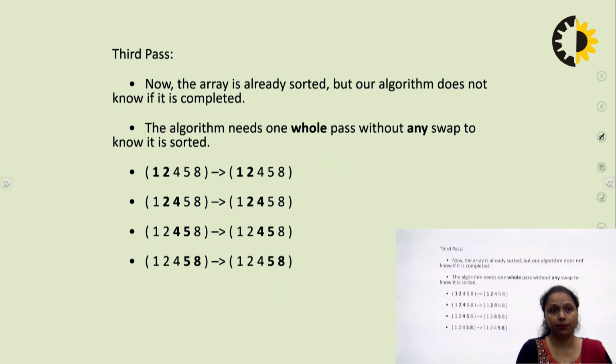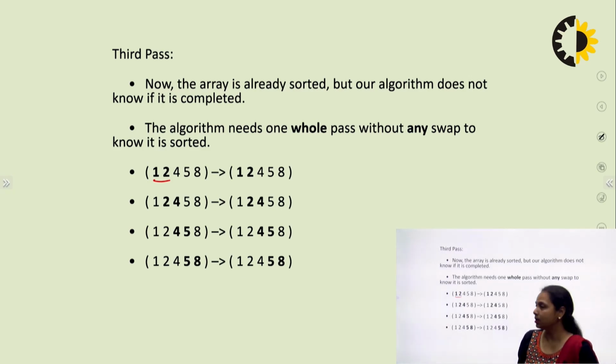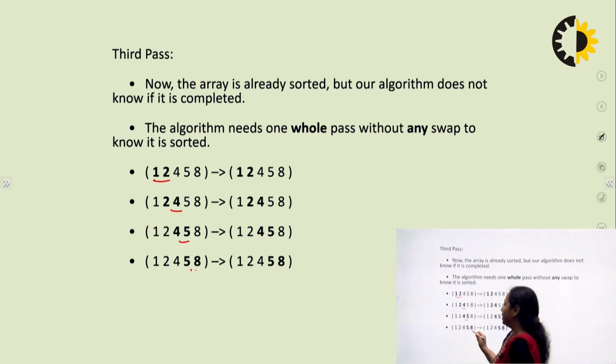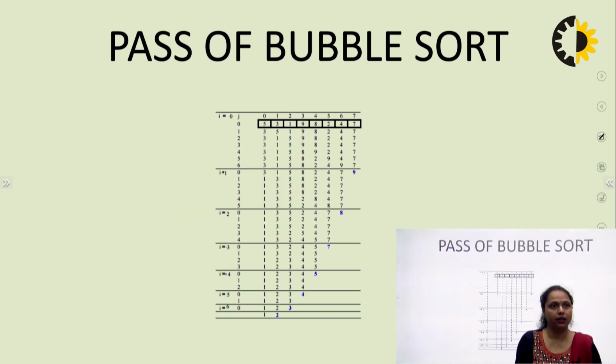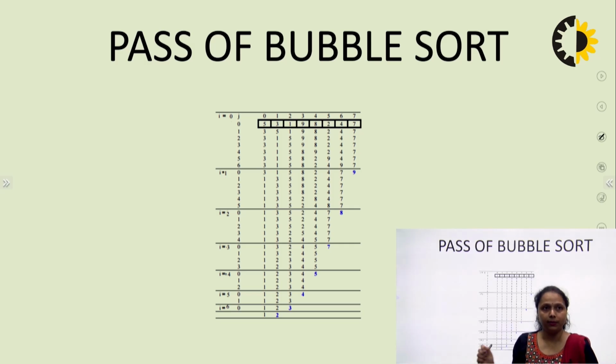Now again the third pass, and the same process will repeat itself. First two elements, no swapping is required. Next two elements, no swapping is required. Next two, no swapping is required. So in this way we will sort the list of elements.